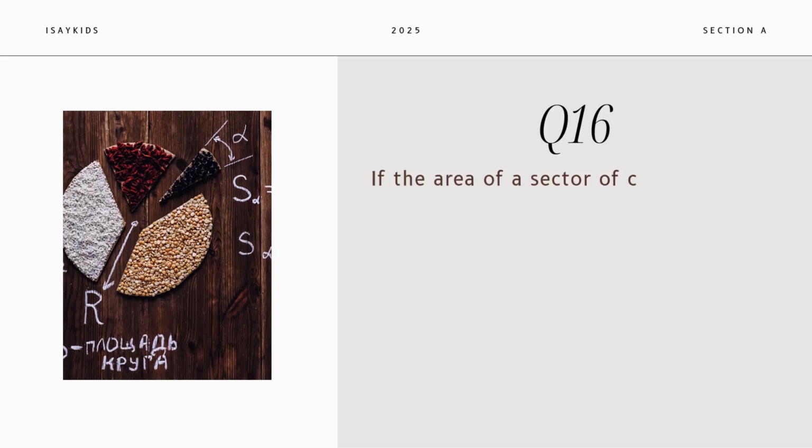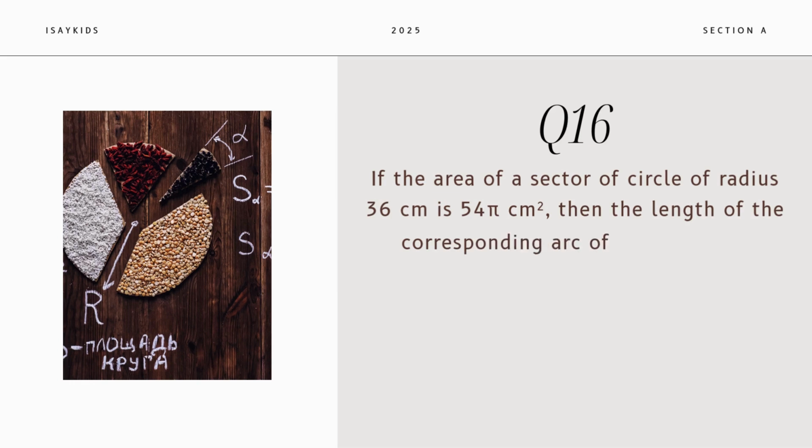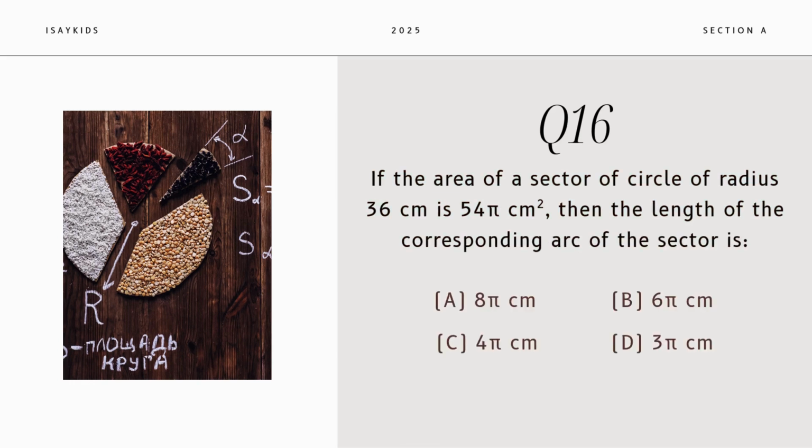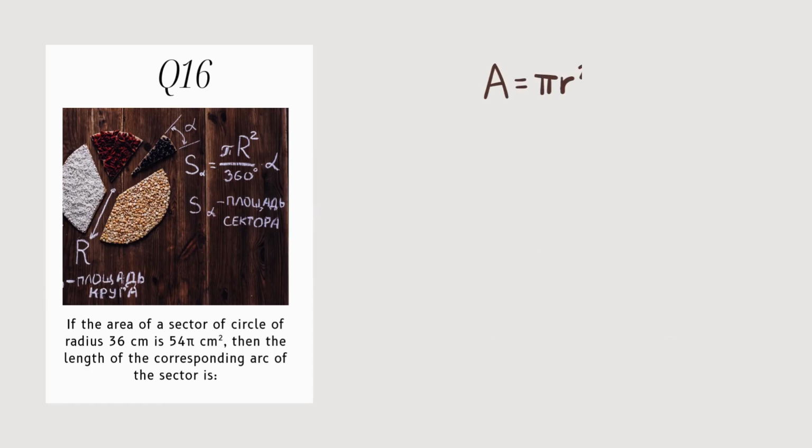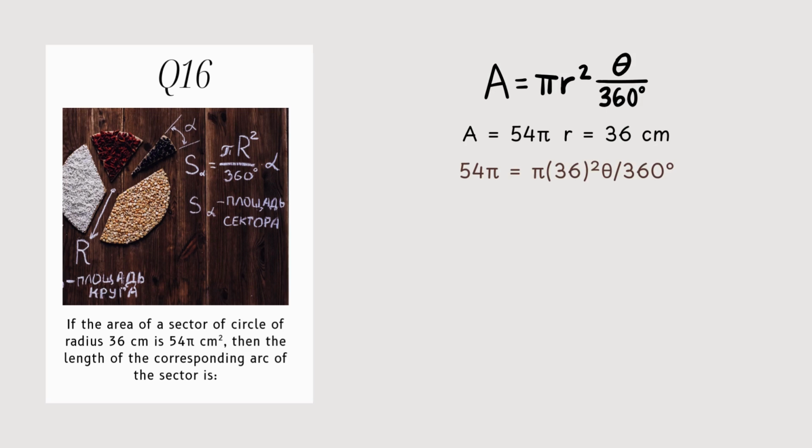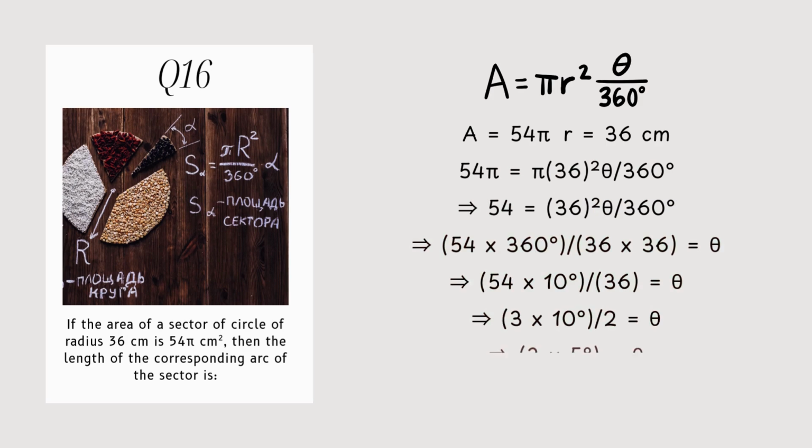If the area of the sector of a circle of radius 36 cm is 54 pi centimeter square, then the length of the corresponding arc of the sector is which amongst the given options? Area of sector is given by pi r square theta upon 360 degrees. We are given that the area of the sector is 54 pi centimeter square and the radius of the circle is 36 centimeter. Using the formula for area, we can express this as 54 pi equal to pi times 36 square times theta upon 360 degrees. This simplifies down to finding the angle theta. By rearranging the equation, we determine that theta equals 15 degrees.